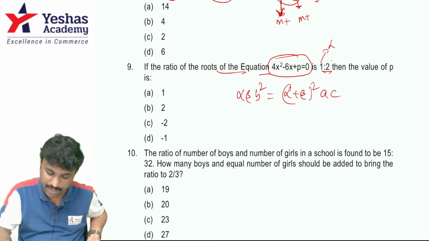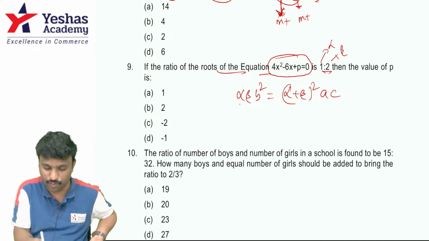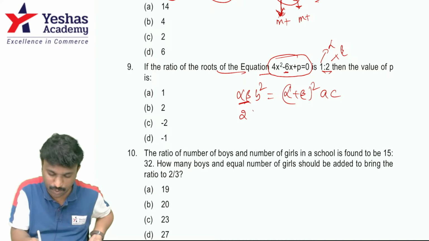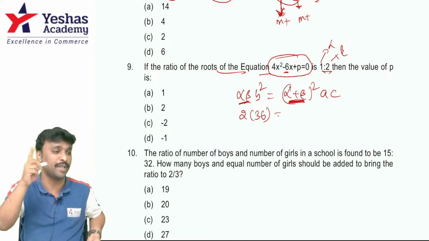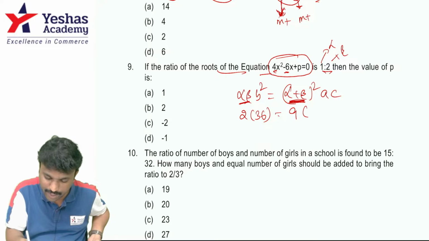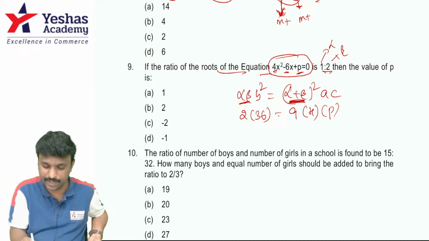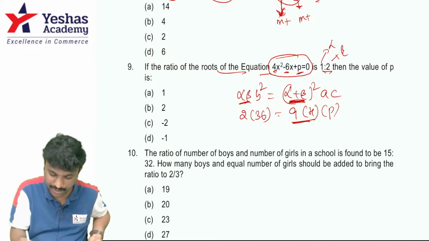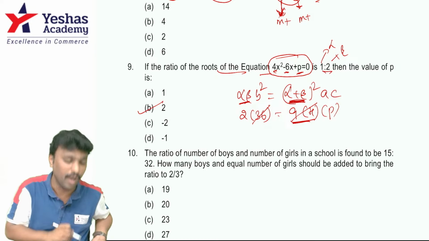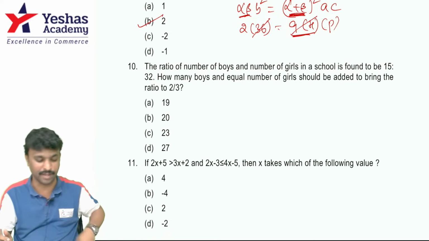So alpha is 1 and beta is 2. So 1 into 2 is 2. And what is the b value here? Minus 6. Minus 6 the whole square is 36. Alpha plus beta is 1 plus 2, which is 3. 3 the square is 9. What is the a value here? The a value is 4. And the value of c here is p. Now look at this, 9 4s are 36. So 36 will cancel with 36 and the value of p is equal to 2. Option B is the right answer.